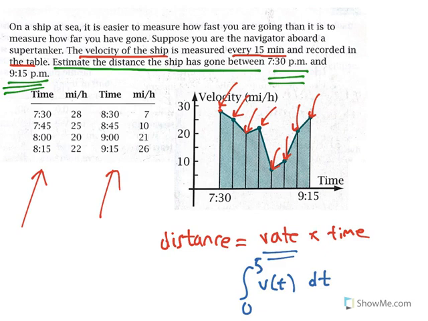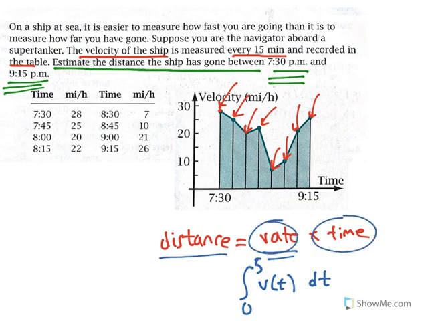And what do we want to find? The distance the ship has gone between 7:30 and 9:15, which would, of course, just like with the airplane problem, be represented by a definite integral. Because how do you find distance? It is rate times time. So it's going to be velocity times time, the definite integral of the velocity function with respect to time on the time interval from 7:30 to 9:15.